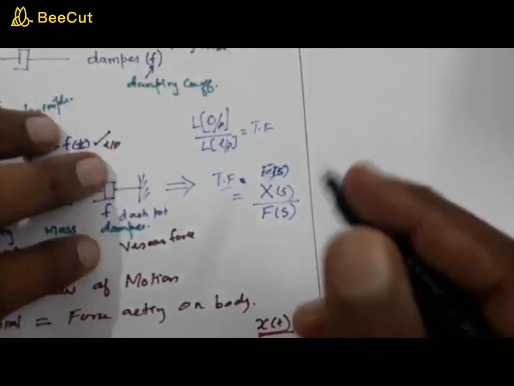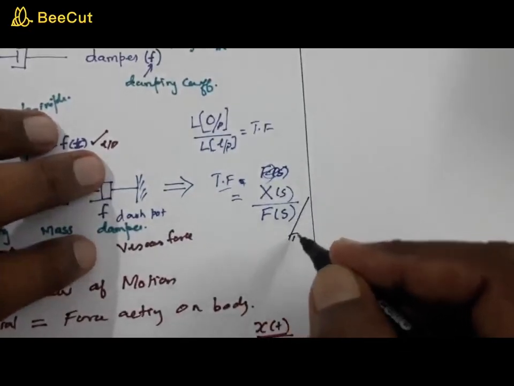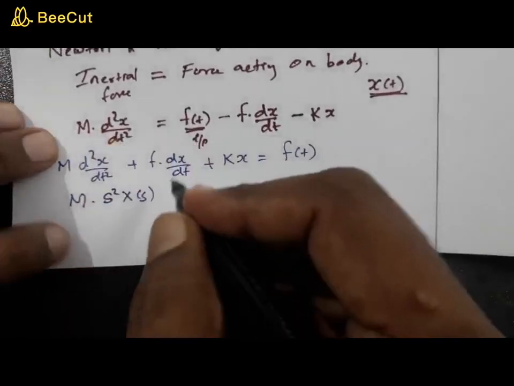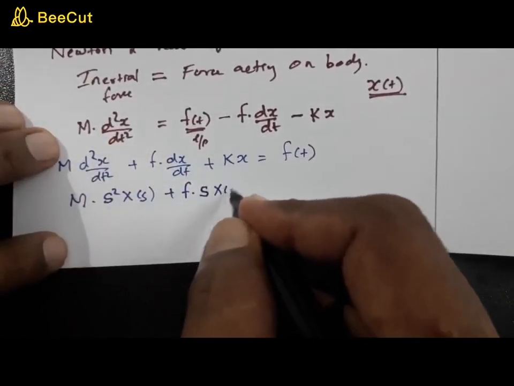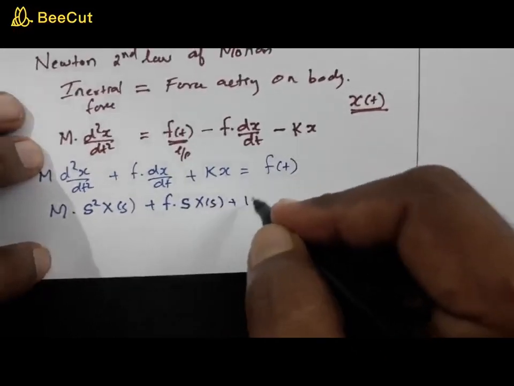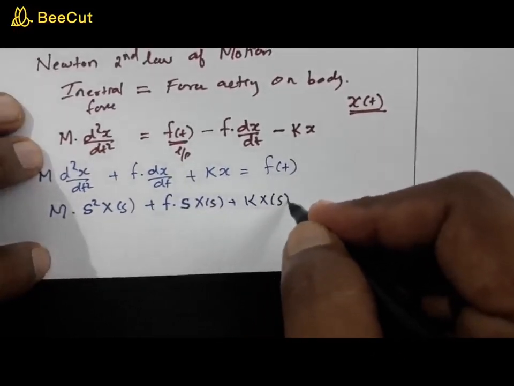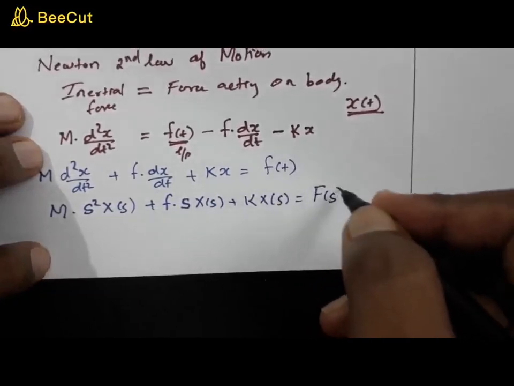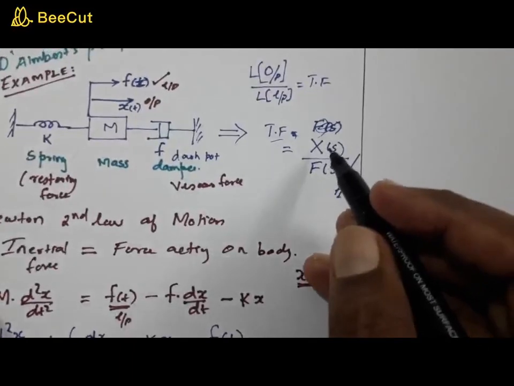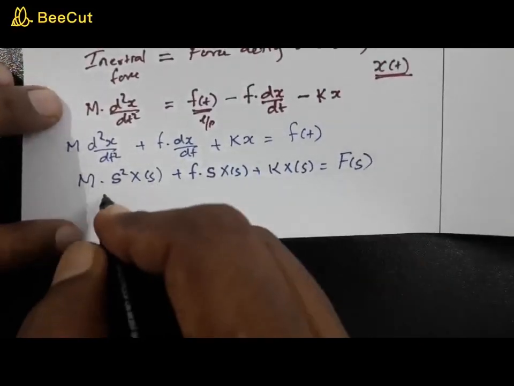Why? The reason is the transfer function is defined for the initial condition 0. So this is m into s square X of s plus f into s into X of s plus k into X of s is equal to, what about this, f of t, that is F of s. Okay, now what I need to know is X of s by F of s. You can take this X of s outside.